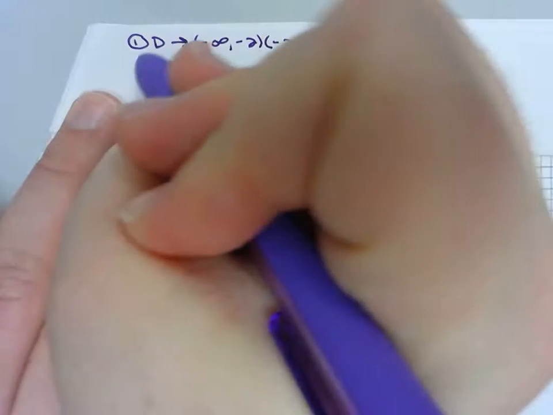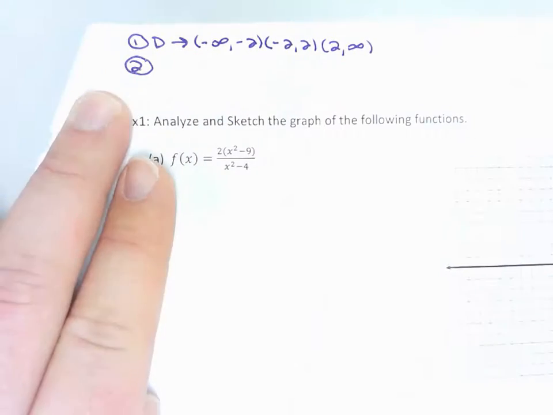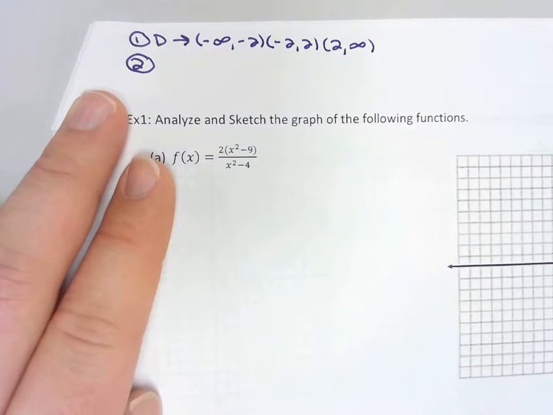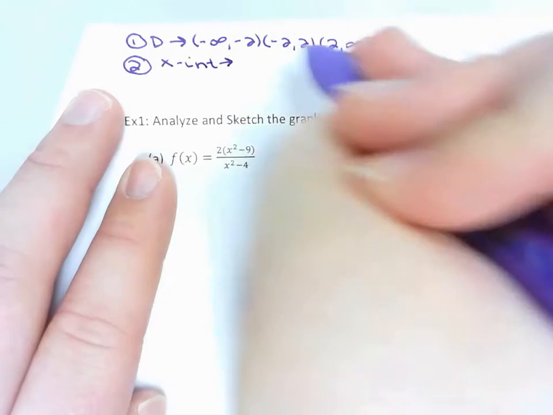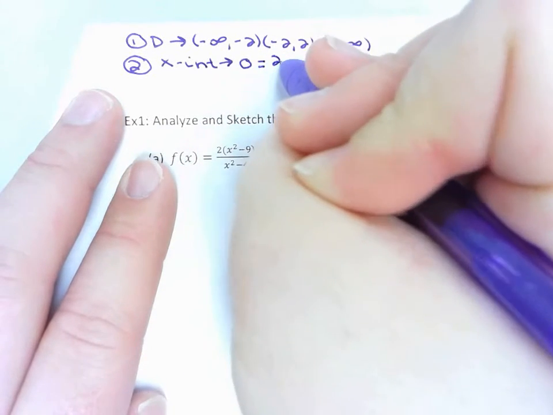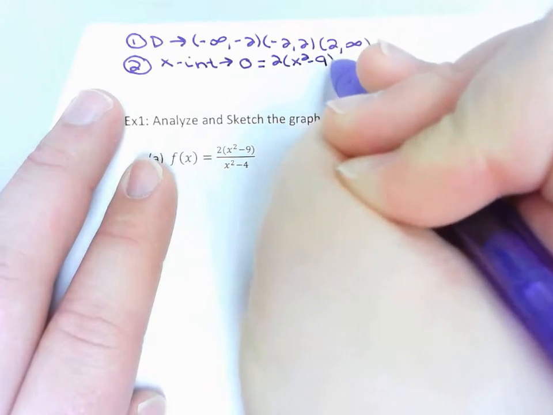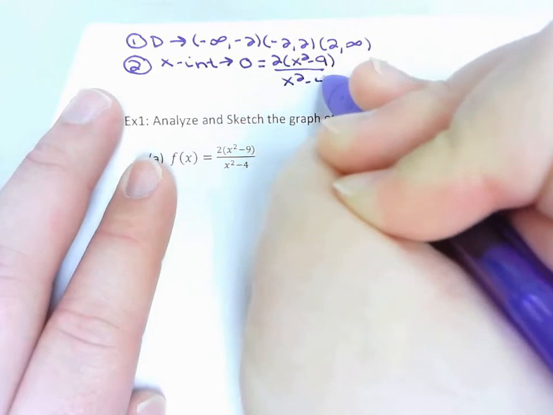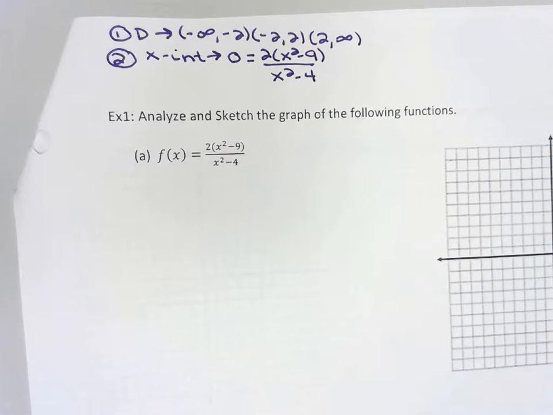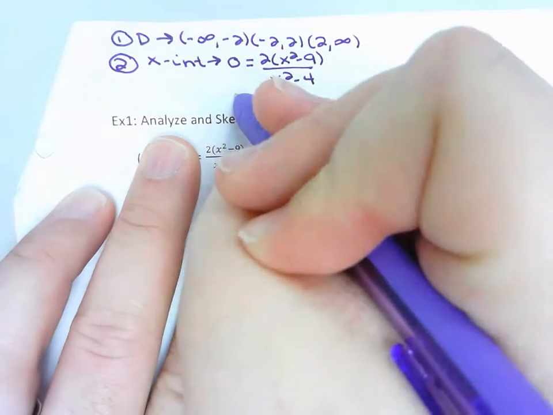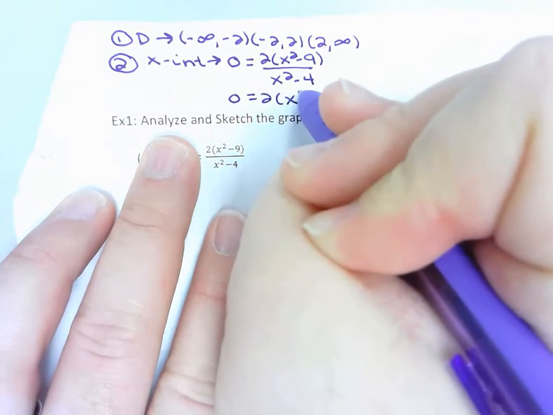Okay, step 2. Let's look at step 2. Step 2 is finding what? X and Y intercept. So if I'm looking for my x-intercept, I plug 0 in for y. So I'm going to have 0 equals 2x squared minus 9 over x squared minus 4. As I start trying to solve this, I can do what? Cancel out the denominator. So I'm going to have 0 equals 2x squared minus 9.